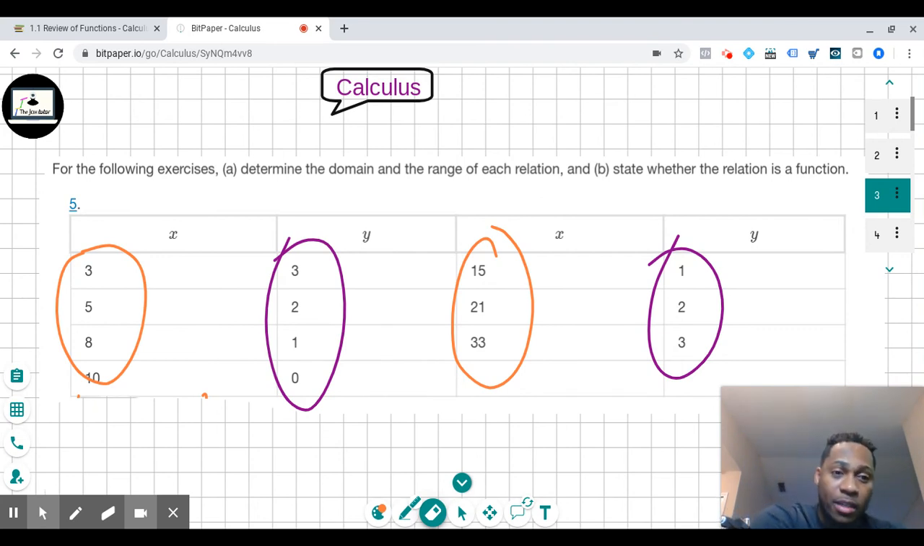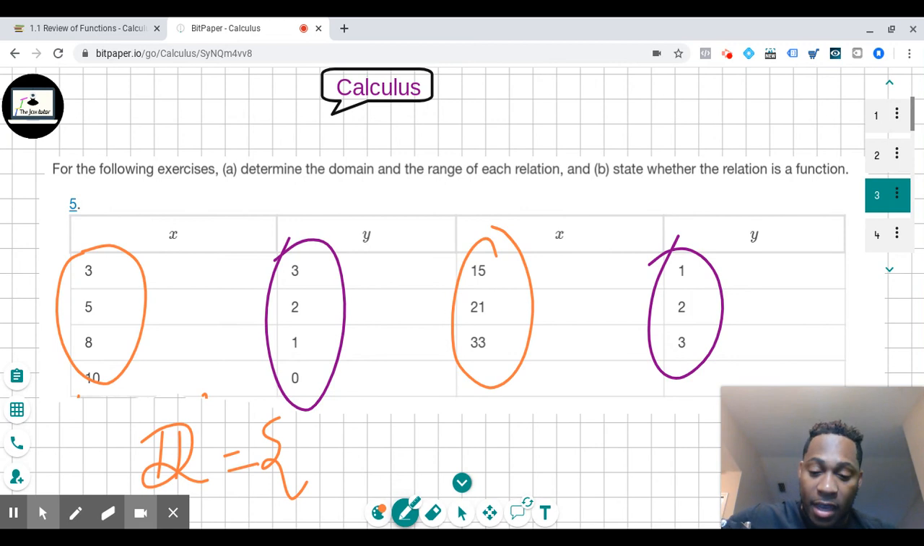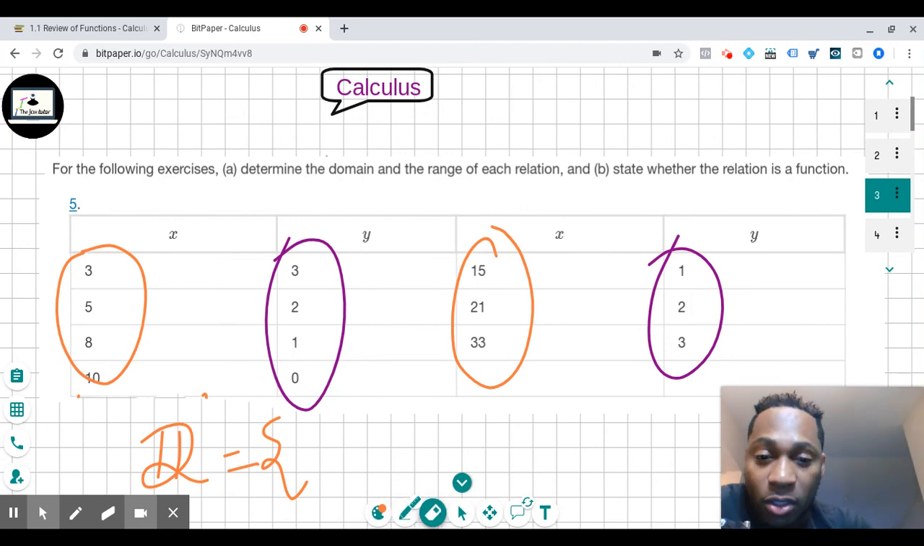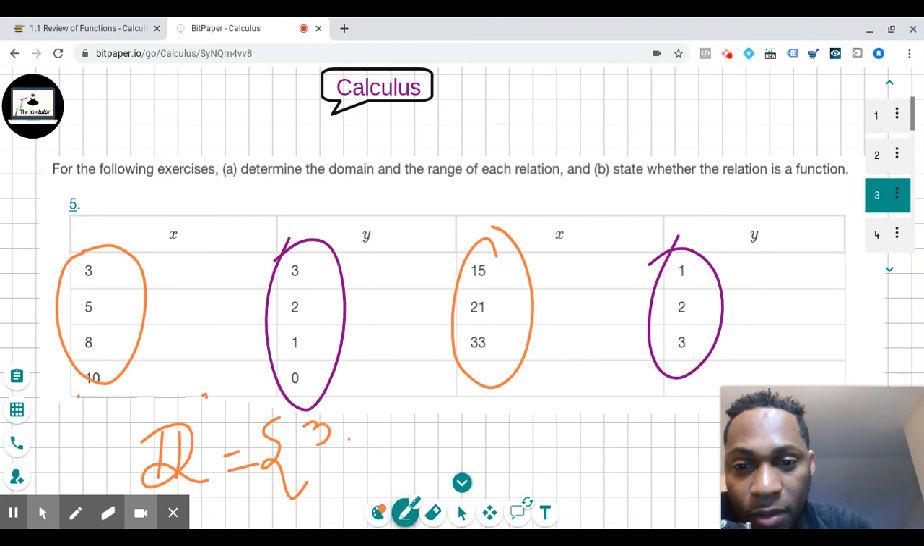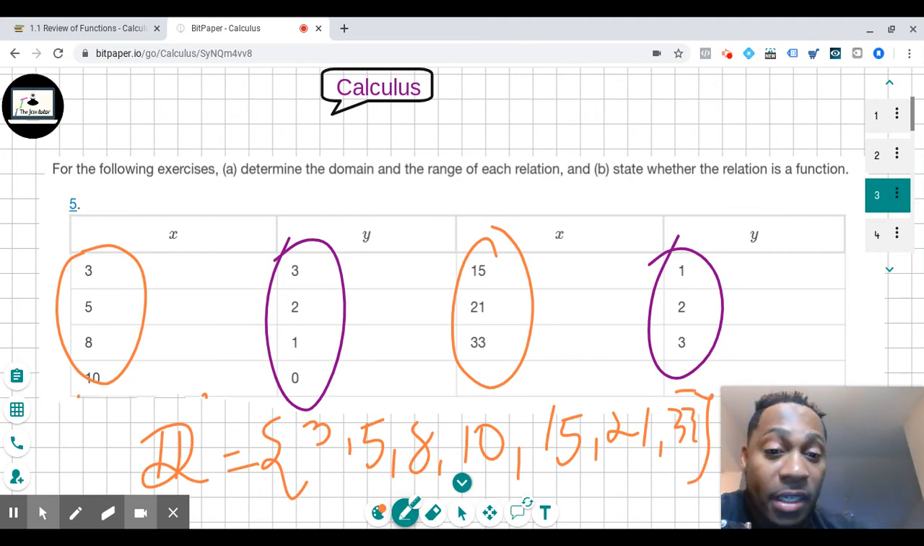So now let's see what the domain is. The domain would be the set of all the x values. The way you do that is list the numbers that are part of the x values from smallest to the largest one. What's the smallest one here? It looks like 3, 5, 8, 10, 15, 21, and 33.